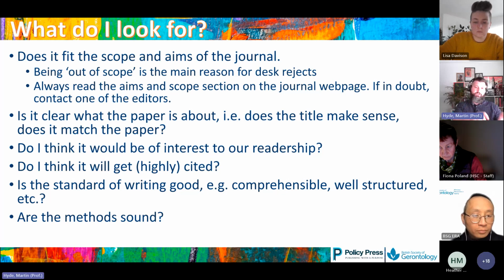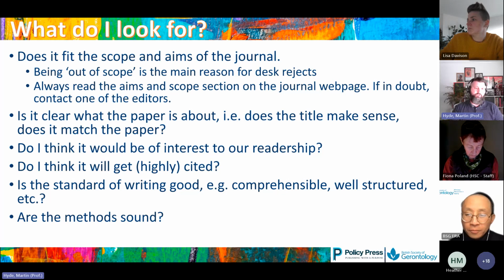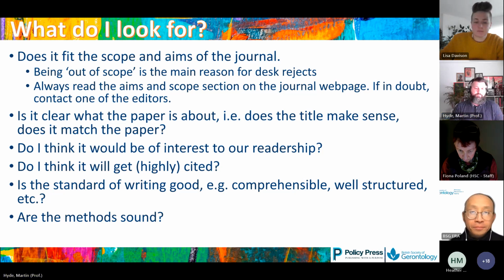Does it give a clear indication about what the topic and the focus of the study is going to be about? Then I want to think, is it going to be of interest to our readership? So going back to that point about being a representative of the journal and of the professional society, the journal has a readership. We want to encourage and have a relationship with that readership.